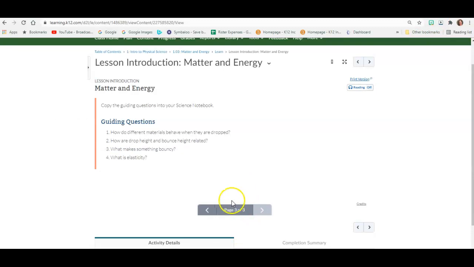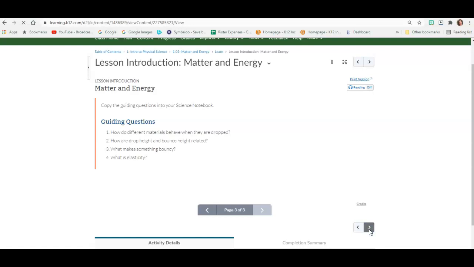All right, so the guiding questions, these are the questions that go on the left side of the slide. How do different materials behave when they are dropped? How are drop height and bounce height related? So the drop height would be where our hand releases the ball. The bounce height is how high it bounces after it hits the ground and comes back up. And what makes something bouncy and what is elasticity? So these are the questions you'll be answering in the lesson.